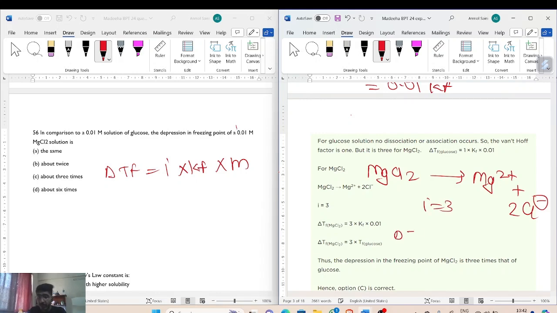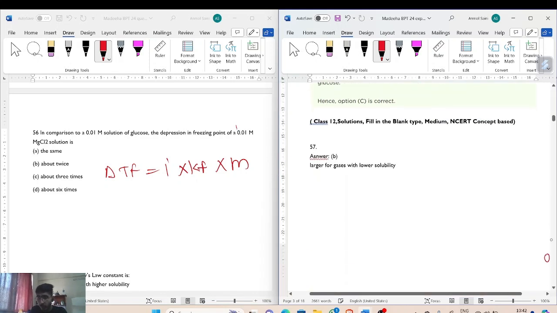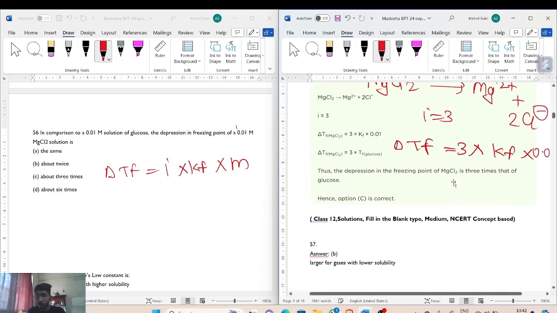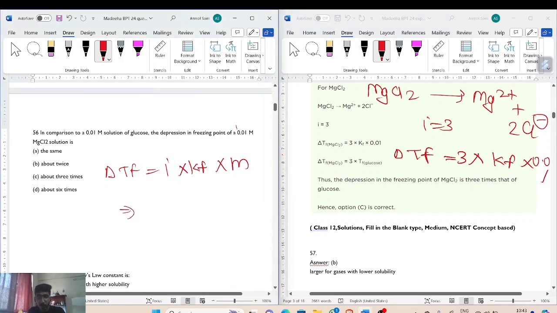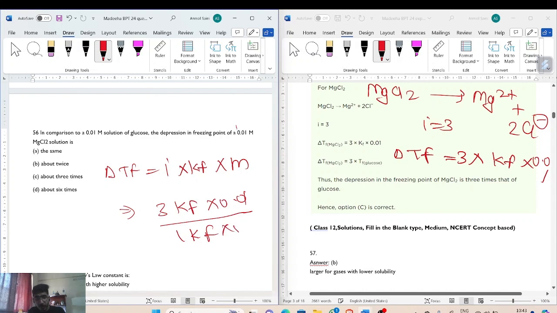So delta Tf, i value 3, Kf value will be the same, Kf, and the m value given in the question is 0.01. Now we have to compare both MgCl2 and glucose. The value for MgCl2 is 3 Kf into 0.01, and for glucose is 1 Kf into 0.01. So Kf will cancel out, and the answer is 3. So about 3 times will be our correct answer.